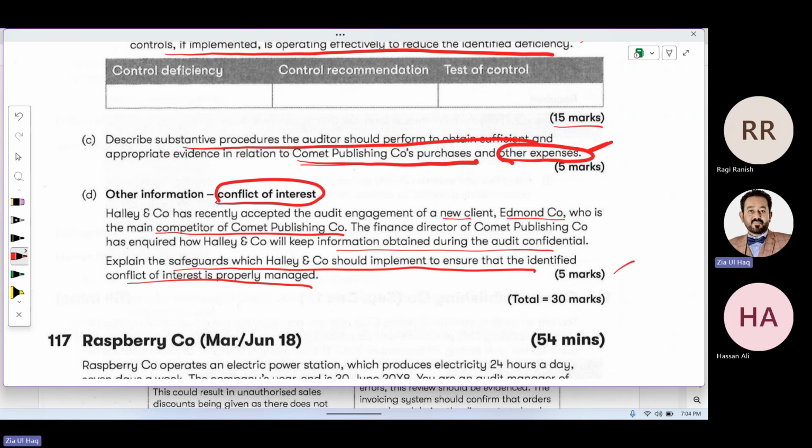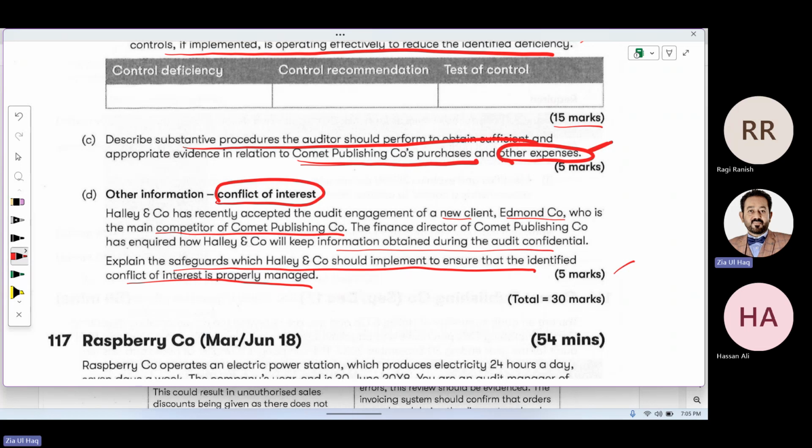Easy 5 marks. For this, how many points should we give? 5 points, 5 safeguards. Don't need to explain the threat because they have asked for the safeguards only. Permission, separate teams from different offices, written agreement. If either of the clients disagrees, then 2 points more: accept this and resign from that, or continue this and decline that.